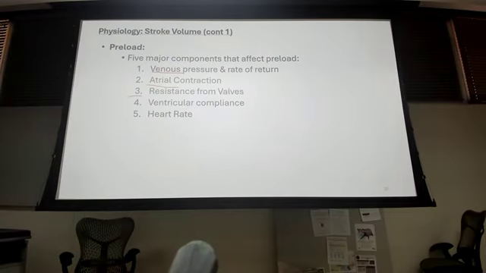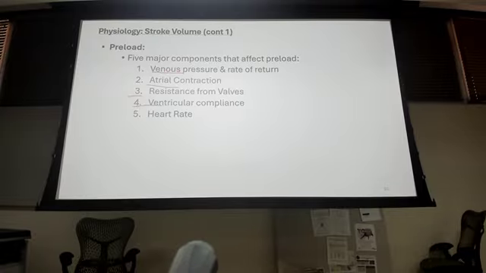Then you have resistance from valve. So if there is any kind of resistance, like a stenosis, then that's going to cause me to have to exert more effort to get blood circulating. And then how willing is that ventricle to dilate to accept all of that volume?